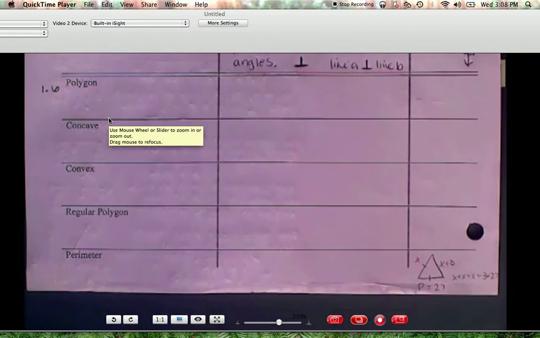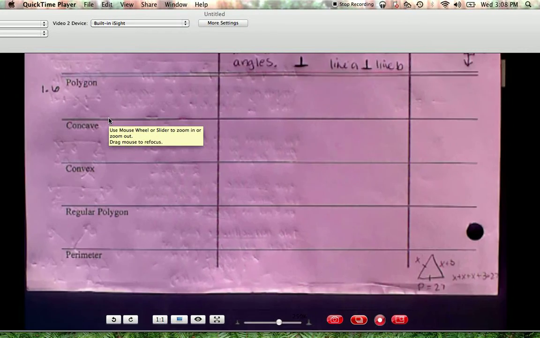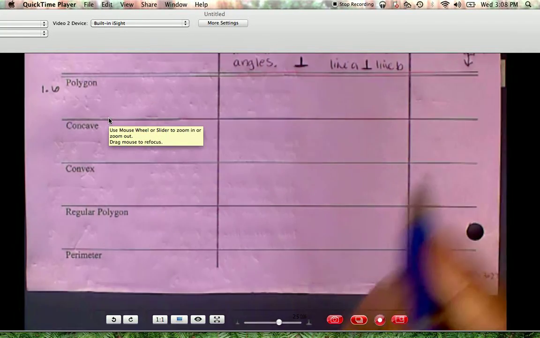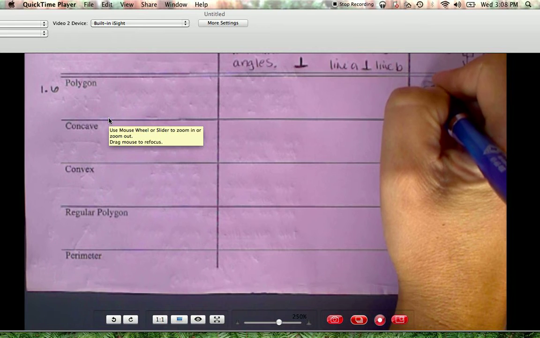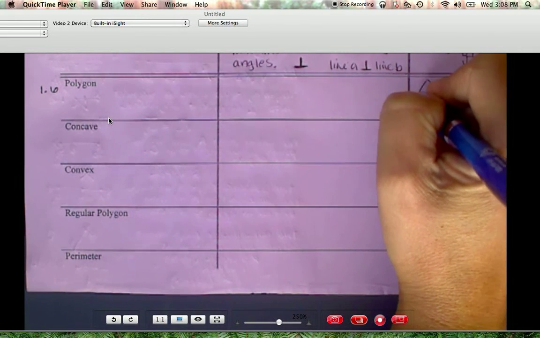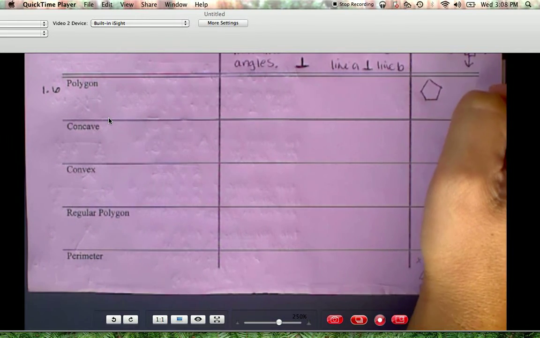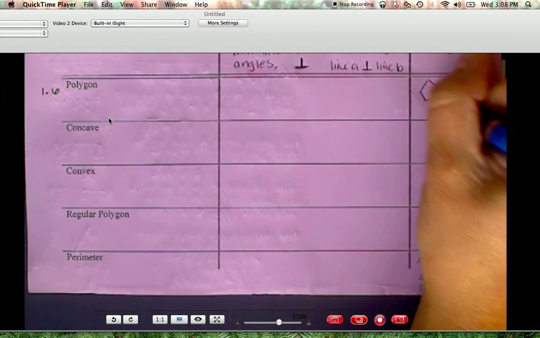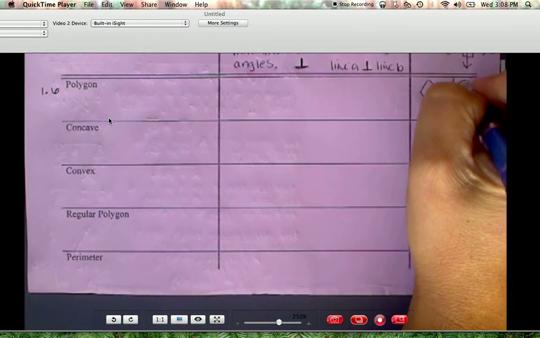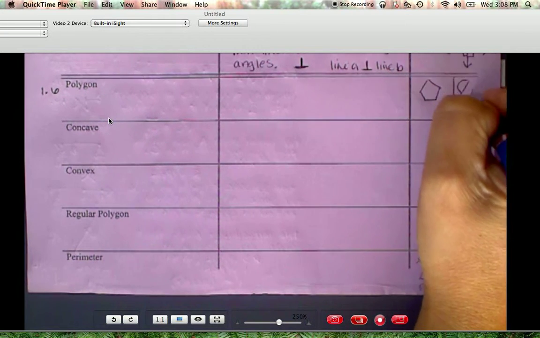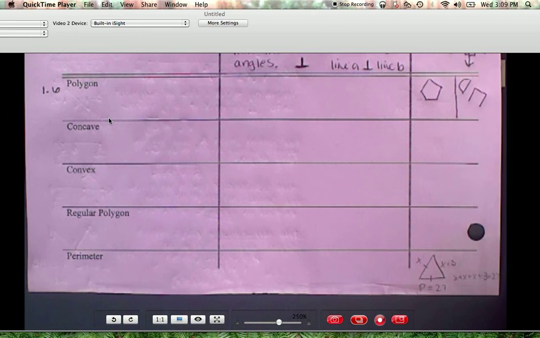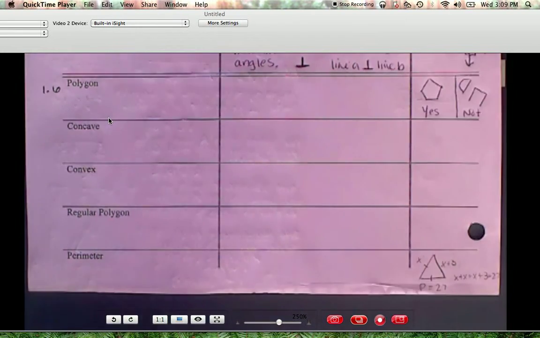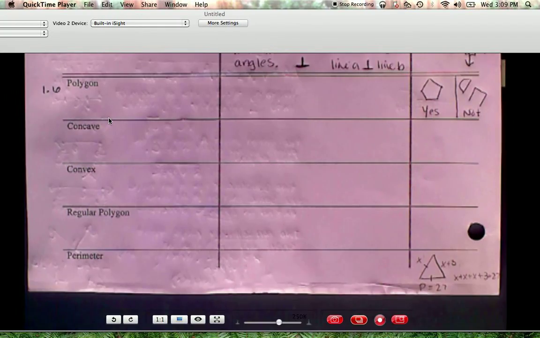Our final section in Chapter 1 is 1.6, all about polygons. And so that brings us to the first definition, polygon. And we have this that would be considered a polygon. I'm going to break this into two pieces. Polygon, yes. This is not a polygon. This is not a polygon. Not, yes. Okay, so a few things we want to consider.